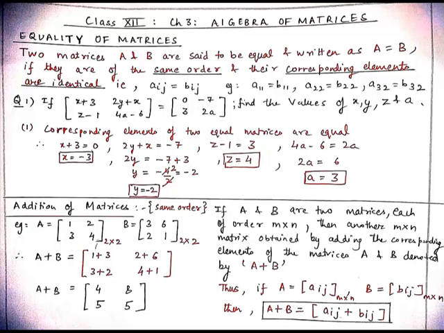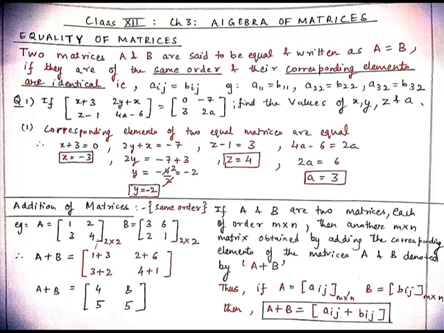Similarly, 2y plus x equals minus 7. From here, we know that x equals minus 3. When we substitute x equals minus 3, we get 2y is equal to minus 4, and y is equal to minus 4 upon 2, meaning y is equal to minus 2. And similarly, students, z minus 1 equals 3, so z is equal to 4. And 4a minus 6 is equal to 2a, so from here, we get a is equal to 3.